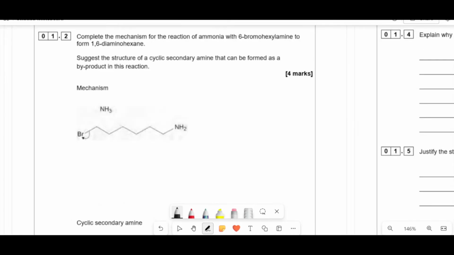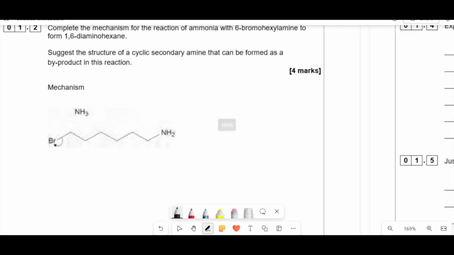Complete the mechanism for the reaction of ammonia with 6-bromohexylamine to form 1,6-diaminohexane. Suggest the structure of a cyclic secondary amine that could be formed as a byproduct in this reaction. What a tongue twister, my god.